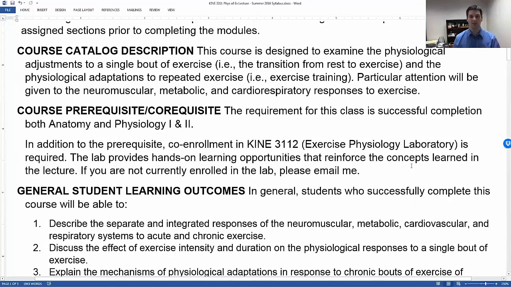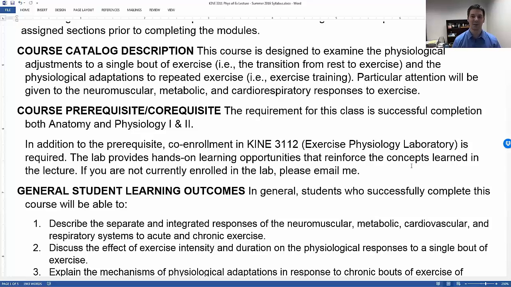The description for this course is, again, to examine the physiology behind how our body responds to exercise. And we can look at that in two ways. One is acute exercise, so just getting up, getting out, going walking, going running, and moving, that we would consider acute. And then looking at the adaptations that happen if you do this bout after repeated bout after repeated bout, otherwise known as exercise training, and looking at the response to those.